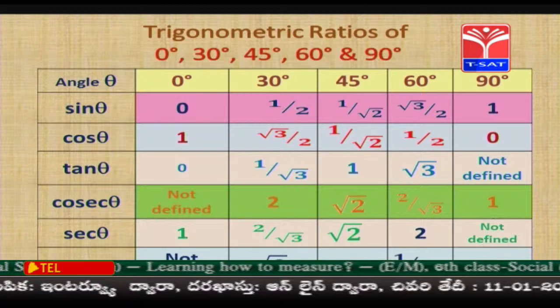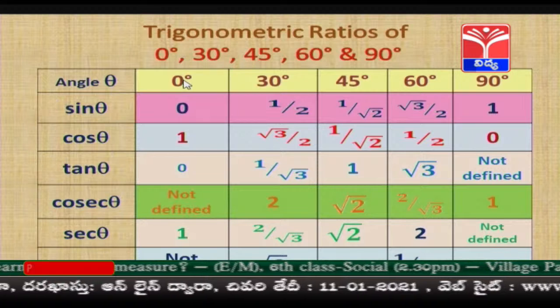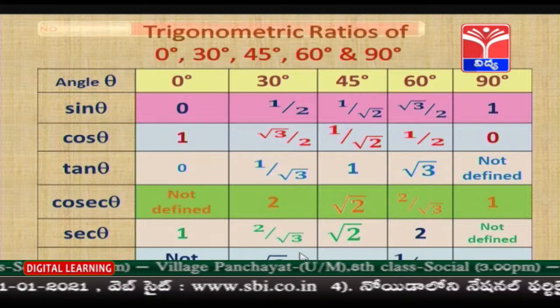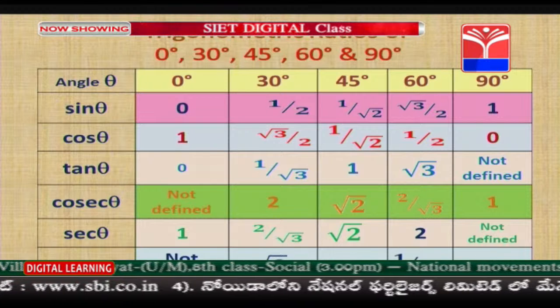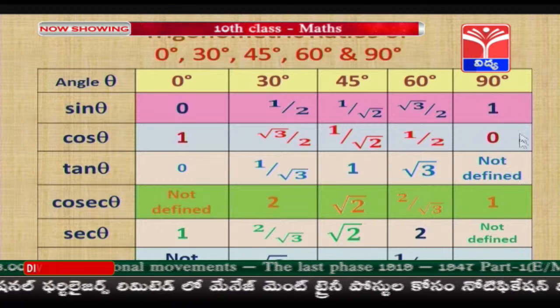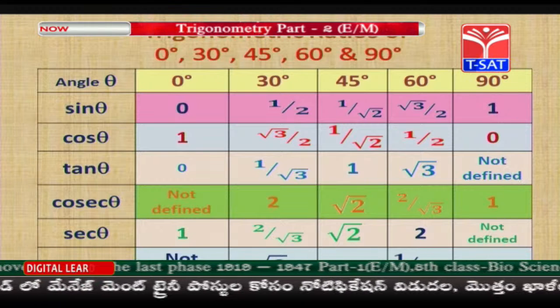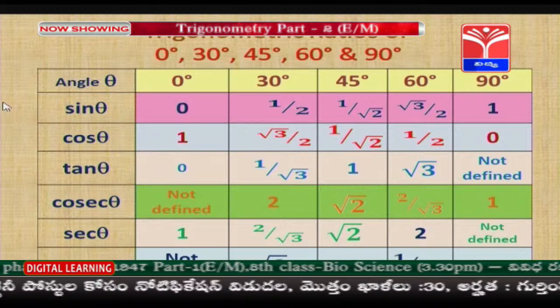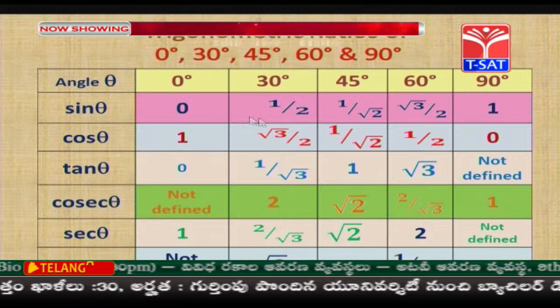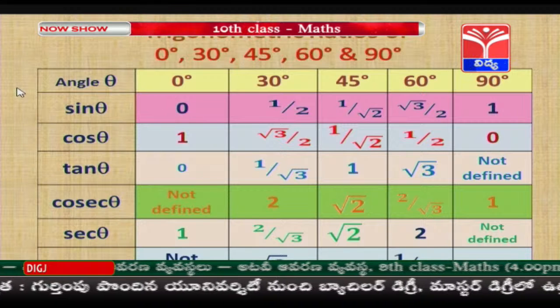Now, the last and final ratio, that is cot theta. Cot of 0 is how much? 1 by 0, it is again not defined. Cot 30 degrees is how much? Root 3. Cot 45 is how much? 1. Cot 60 degrees is 1 by root 3, cot 90 is 0. So, these are the trigonometric ratios of some of the angles which we have to keep in mind, so that they will be helpful for us.